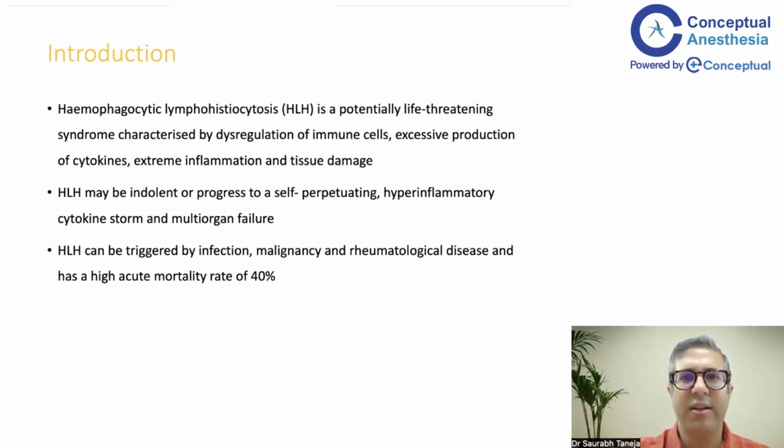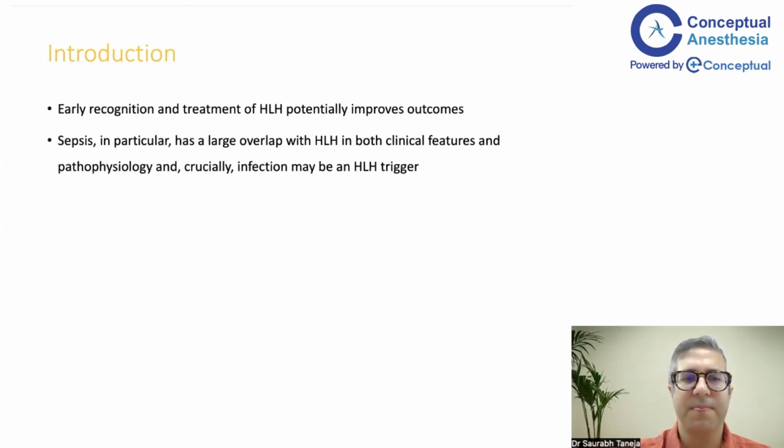And the issue is that it can be triggered by many things. It can be triggered by infection, malignancy, rheumatological disease, and has a very high acute mortality rate of 40%. So that is why we all need to be aware of this. As with all things, early recognition and treatment potentially improves outcomes. And there is a huge overlap with sepsis in clinical features and pathophysiology, and crucially, sepsis can act as an HLH trigger, whereas HLH patients are also susceptible to sepsis. So they can go hand in hand.